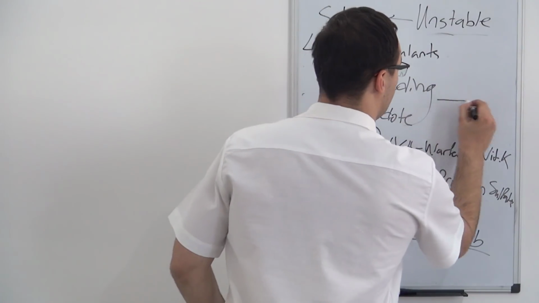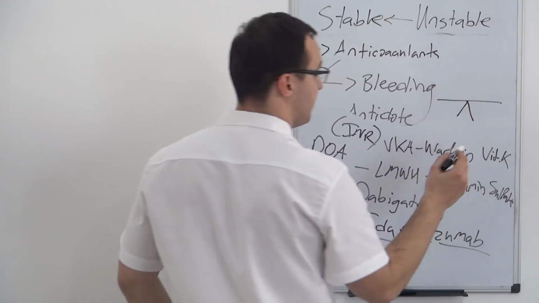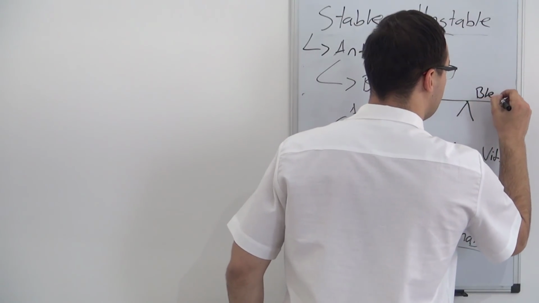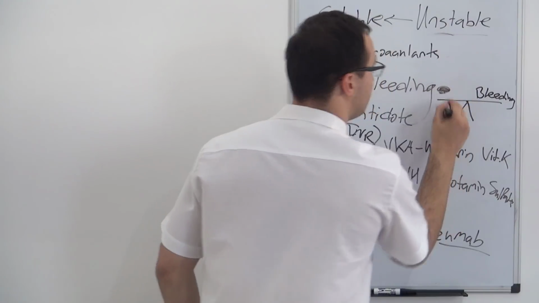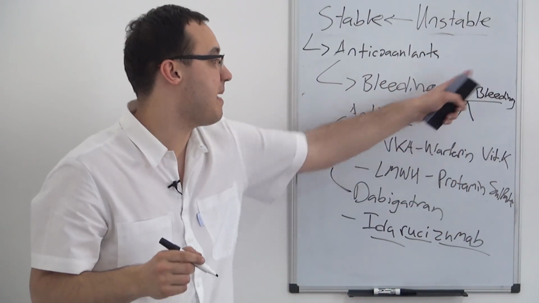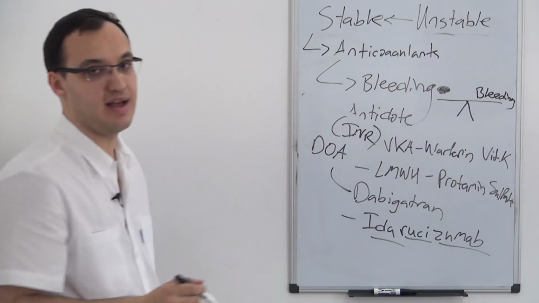So if you want, you can have like this. Bleeding is on one side and thrombus is on the other side. And if you get that in balance, you have a good INR.